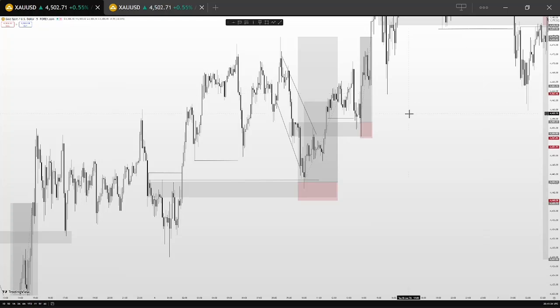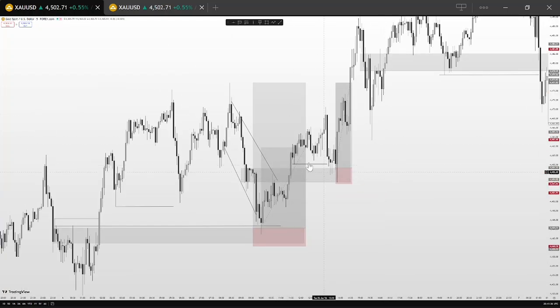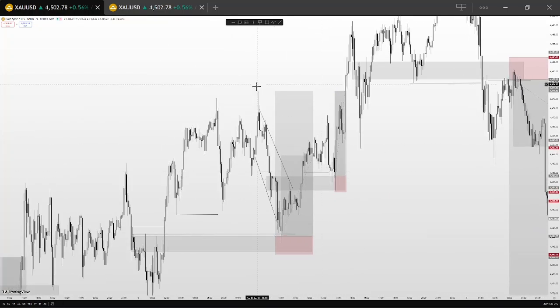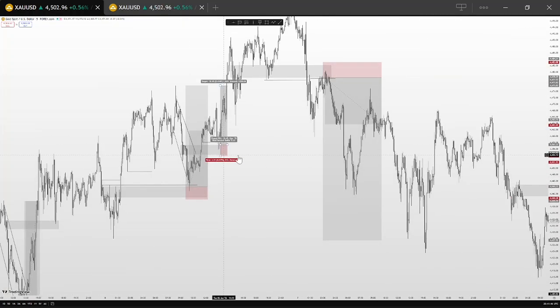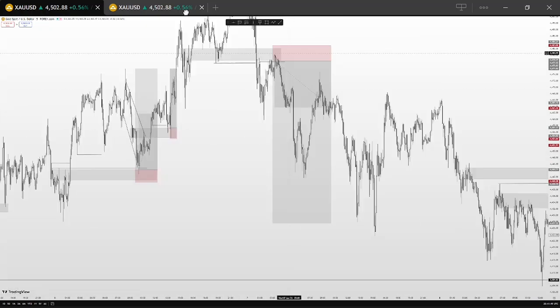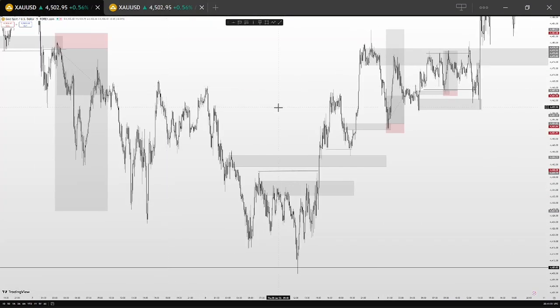So then the second entry is still the same logic as I've shown you guys, still targeting the high of the trendline liquidity. This particular sell, I did not take it because after these two buys, I was done for the week. Yes, I was done for the week.